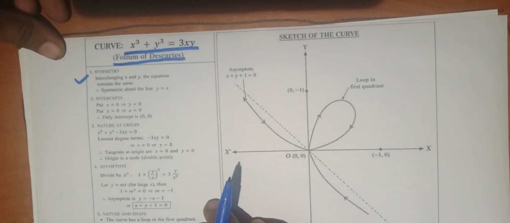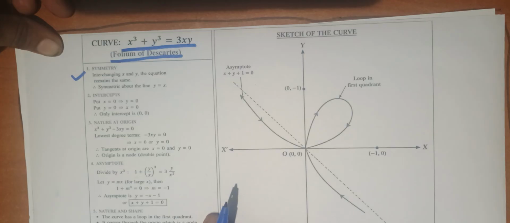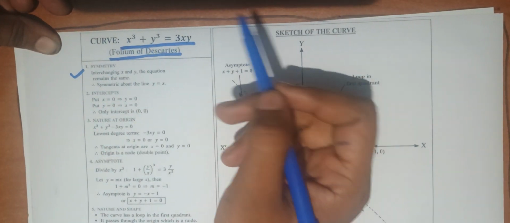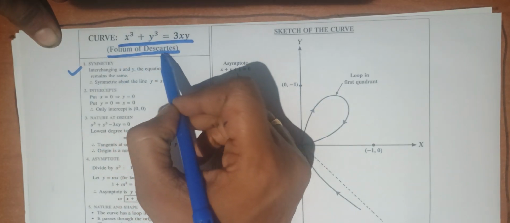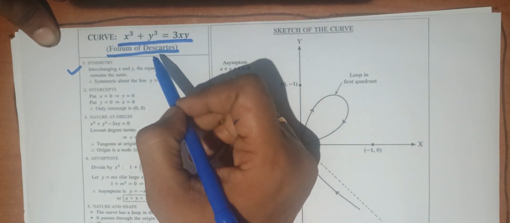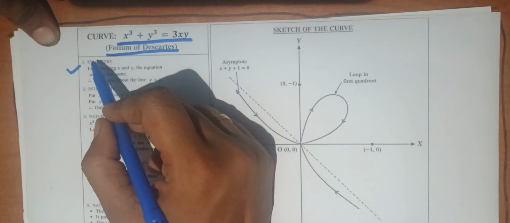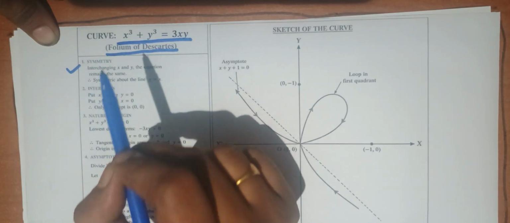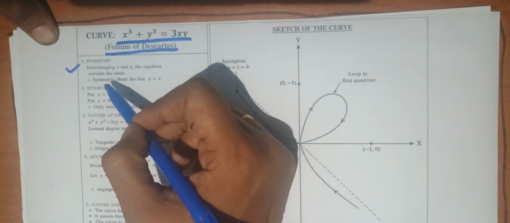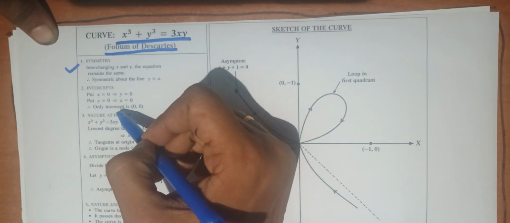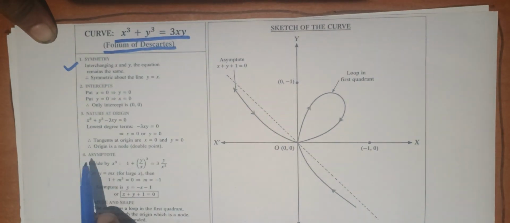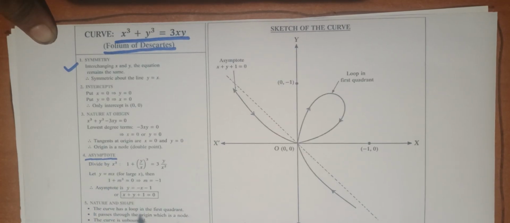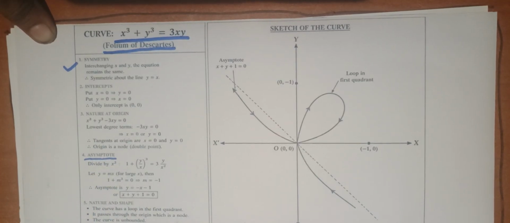Hello everyone, let's see how to trace the curve x cube plus y cube is equal to 3xy. This curve is also called folium of Descartes. For tracing a curve, we always first find the point symmetry. After that intercept. After that tangent at origin or tangent at any other point. After that asymptote, or we can say tangent at infinity, and then nature and shape.